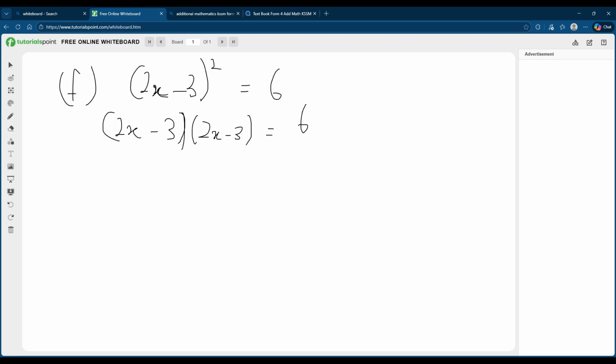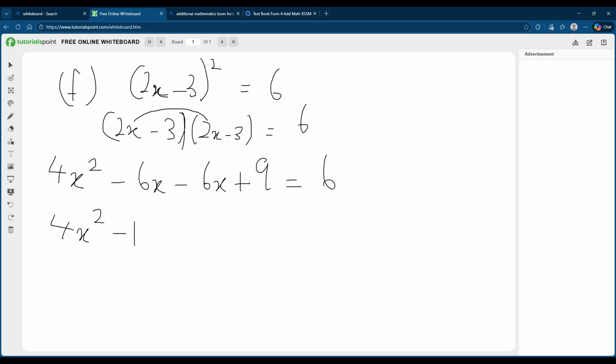So we do the usual. 2x times 2x is 4x squared, and 2x times negative 3 is negative 6x. Same thing, repeat, negative 6x, and negative 3 times negative 3 is positive 9, equals to 6. Then we simplify: 4x squared minus 12x plus 3 equals to 0.